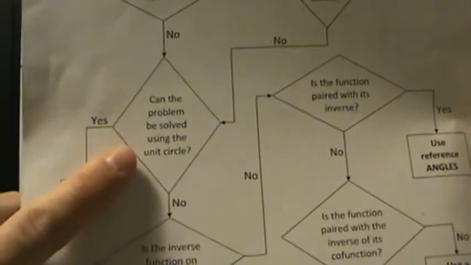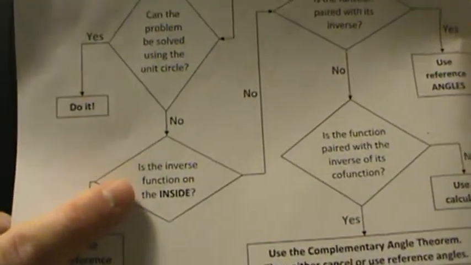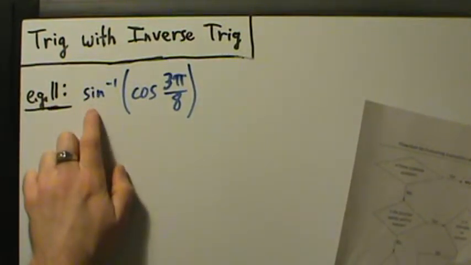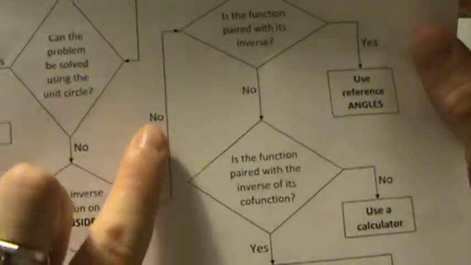Can the problem be solved using the unit circle? No. Is the inverse function on the inside? No, the inverse function is on the outside. Inverse sine appears on the outside, regular cosine on the inside. Is the inverse function on the inside? No, follow the no path.